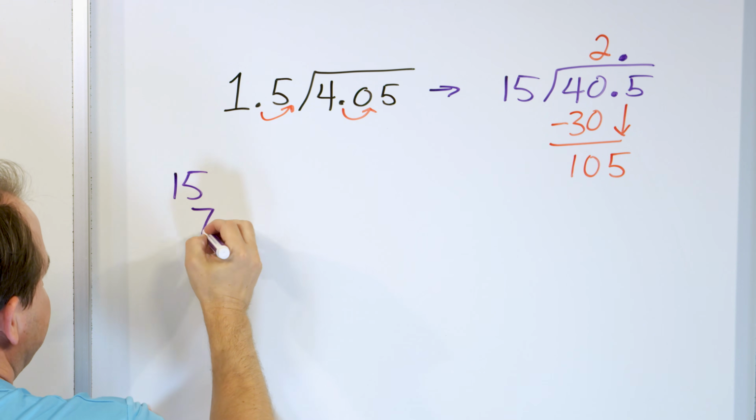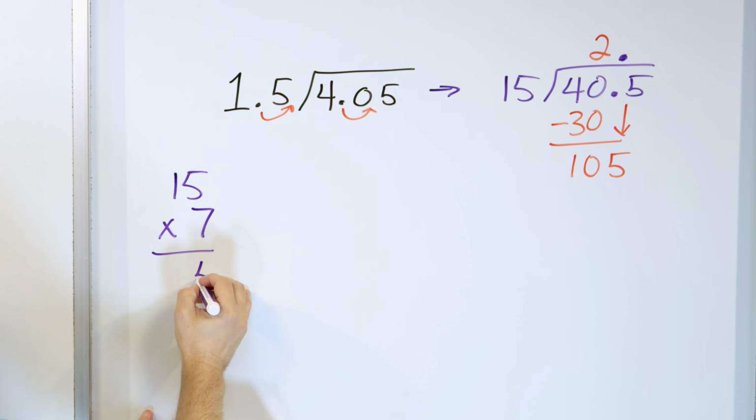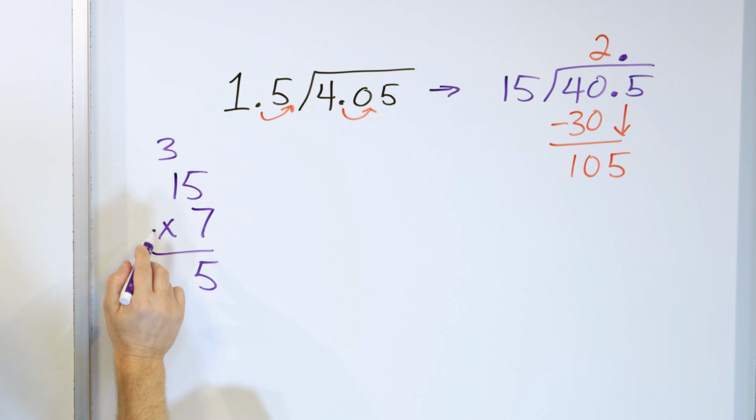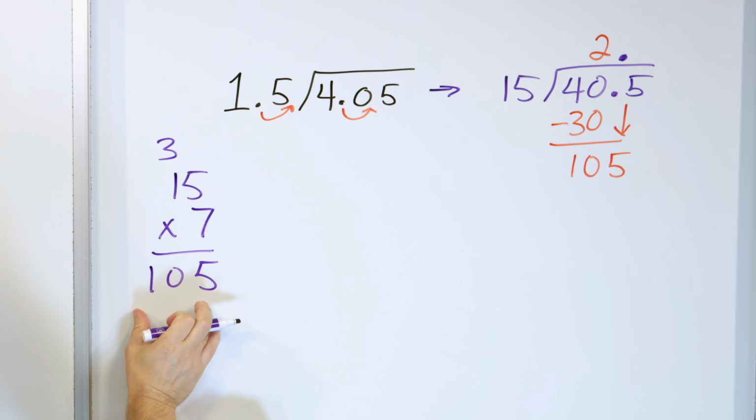So let's try 15 times 7. 7 times 5 is 35. 7 times 1 is 7, 8, 9, 10. That's exactly equal to 105.